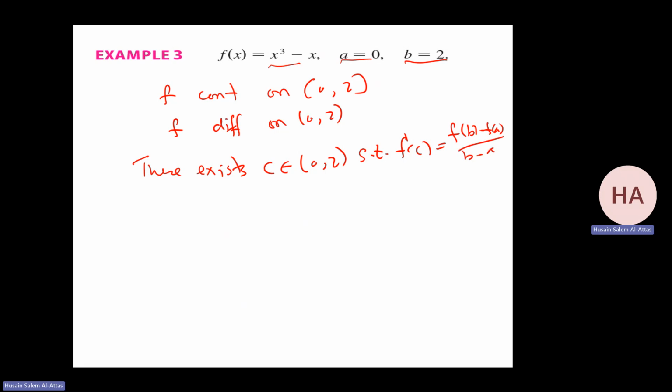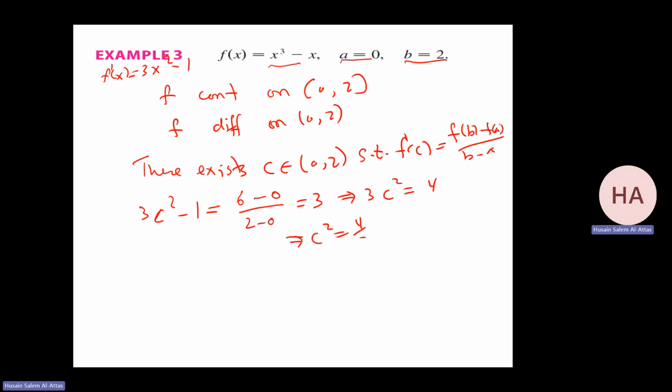So what's f prime at c? Well, let me check f prime. f prime is what? 3x squared minus 1. So I have 3c squared minus 1. f of b, f of 2, will be 8 minus 2, which is 6. f of 0 is 0. Over 2 minus 0, that will be 3. So I have 3c squared equal to 4. So c squared equals 4 over 3.